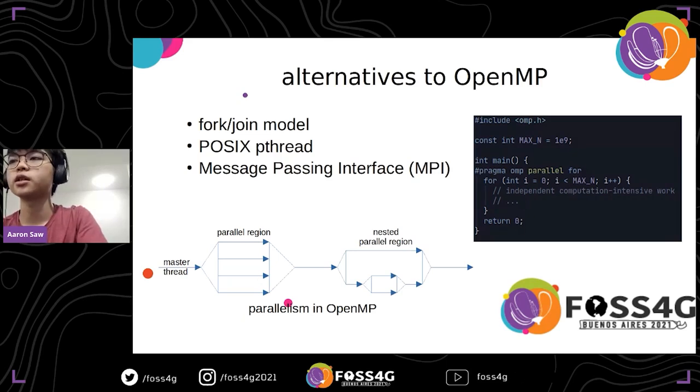As you can see on the right, it's actually quite simple to parallelize a certain region. For example, if we have some for loop that does very computation-intensive work, just by adding one line, the pragma line, you can essentially enable parallelism. On the diagram below, you can see the model of how OpenMP usually works. You have a master thread, and when you enter a parallel region, it creates multiple threads to run certain work. The parallel regions can be nested as well.